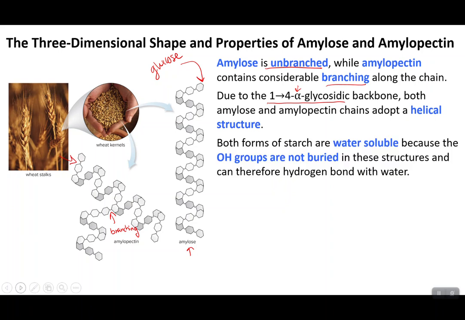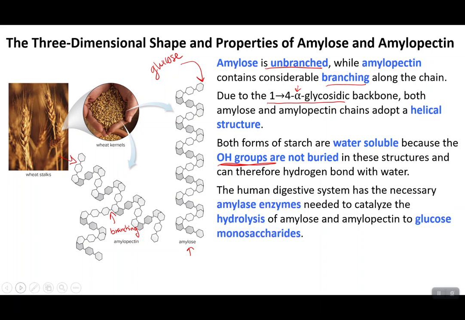Now, the fact that they form these helical structures, this allows them to be water soluble, because through that helical structure, the OH groups are not buried within the structure. That means that they are able to hydrogen bond with water. That is going to make them water soluble. Additionally, the human digestive system does have the necessary enzymes to digest this polysaccharide. That enzyme is called amylase enzymes.